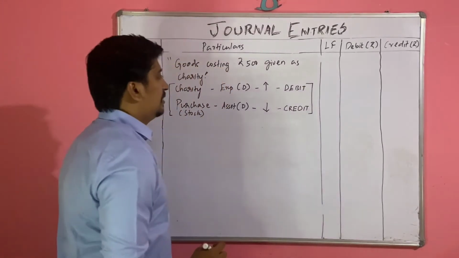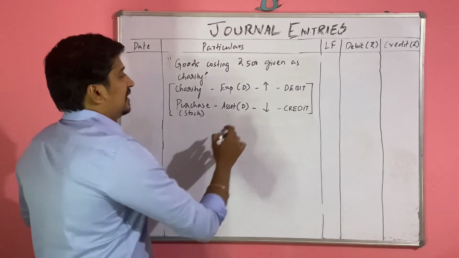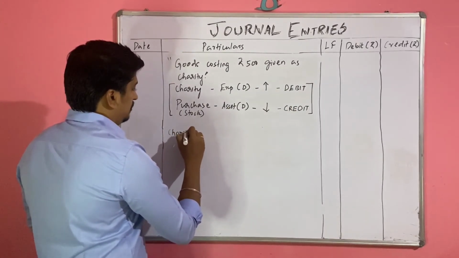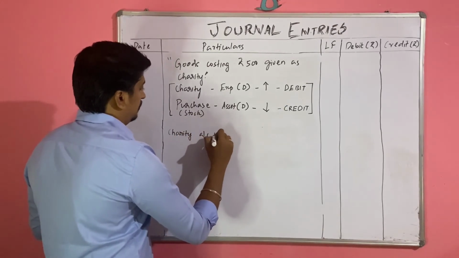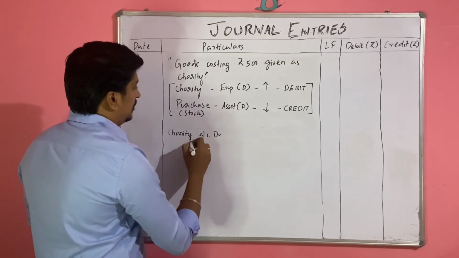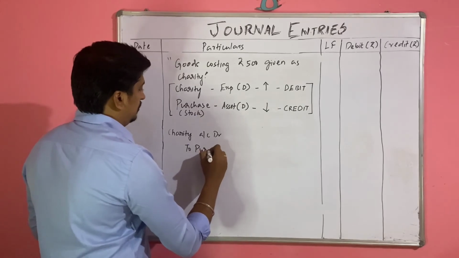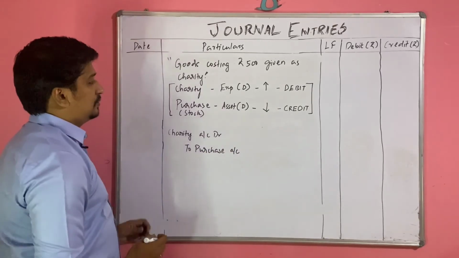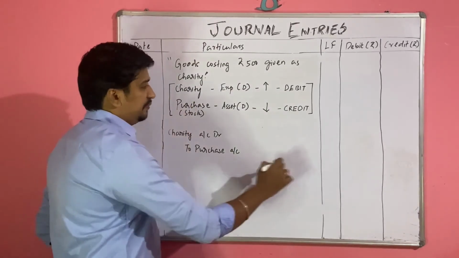This is the rough work. Let's pass the journal entry. Write the debit account first, that is charity account to purchase account. Narration: goods given as charity.